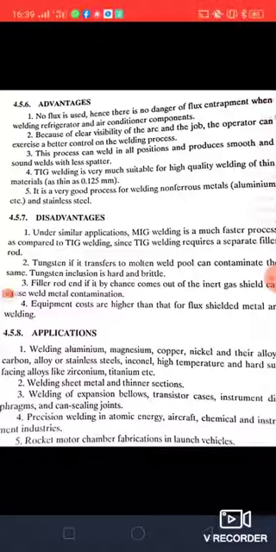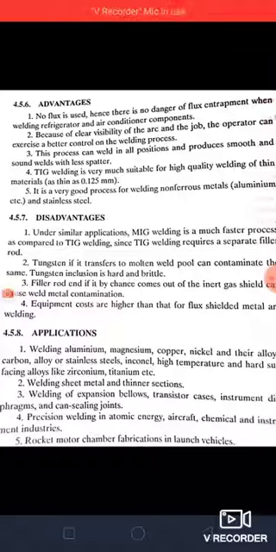Now the next disadvantage is, if tungsten is transferred to the molten weld pool, it can contaminate the weld, and tungsten inclusion is hard and brittle. Tungsten inclusion is hard and brittle, which distorts the strength of the welded joint. So that is the second disadvantage.